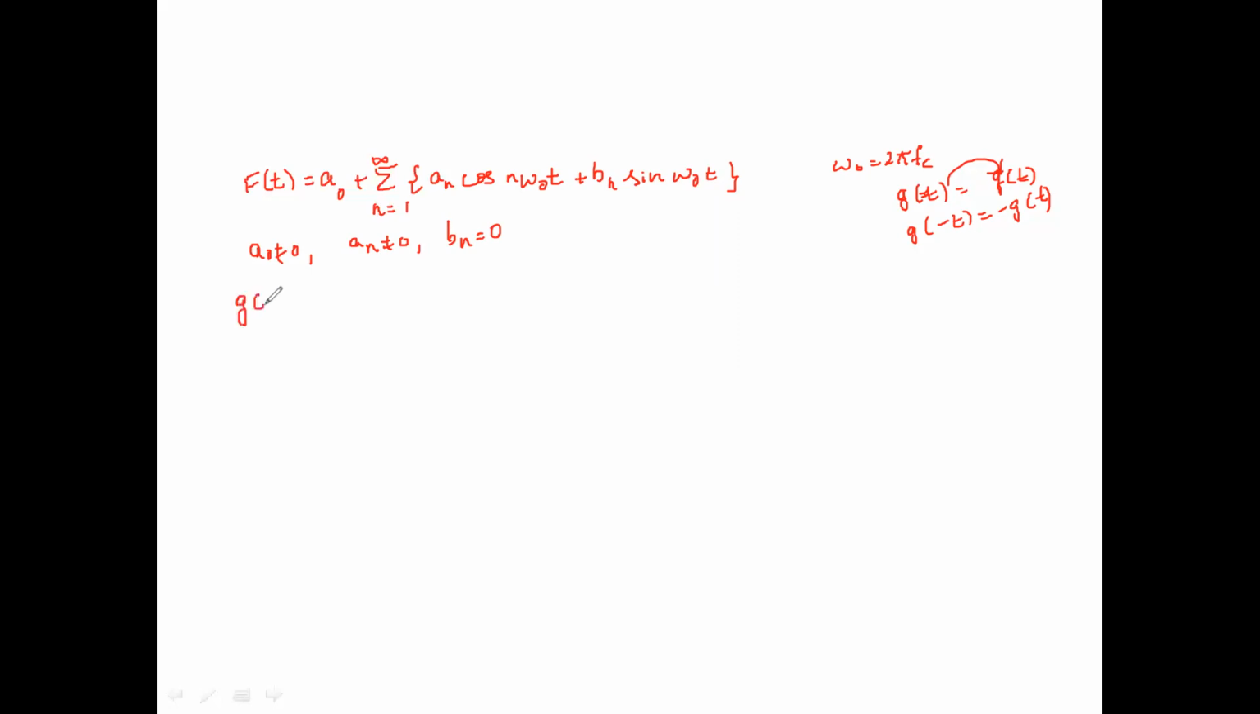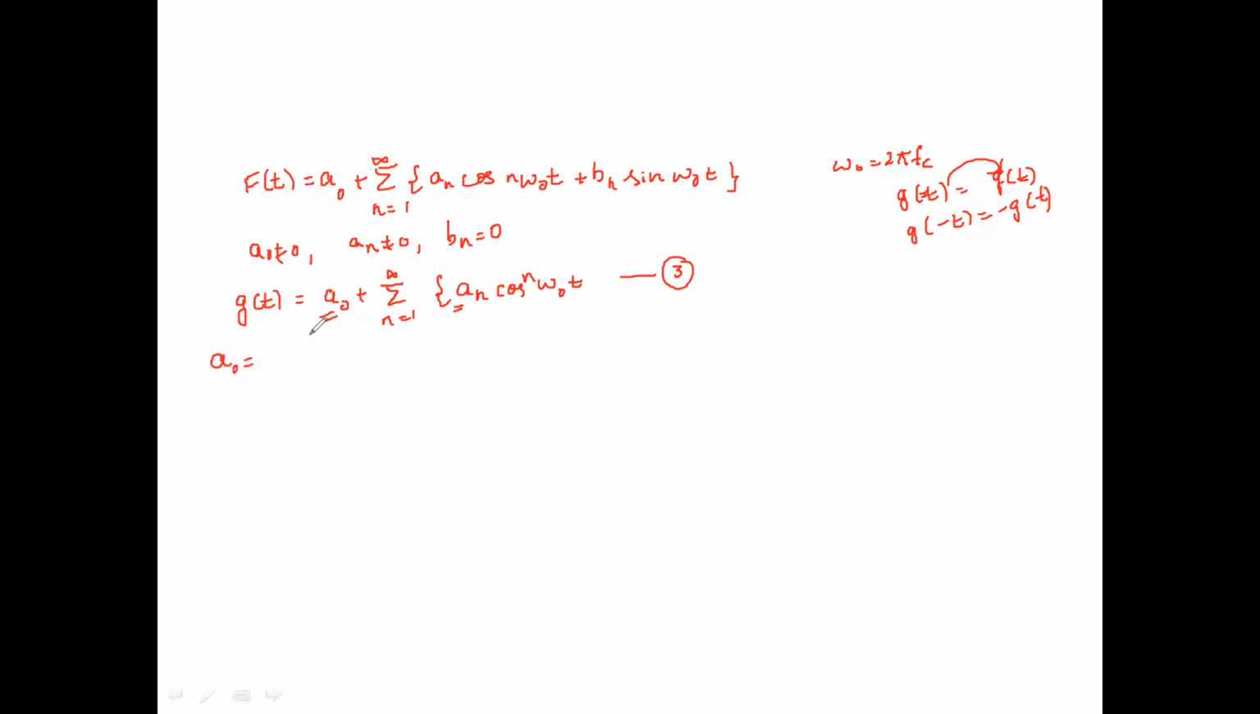So let me write the resultant equation for our g of t. g of t is a naught plus summation n is equal to 1 to infinity an cos n omega naught t. This is the general equation for g of t. So now what is our task? Find out the value of a naught, find out the value of an, substitute in the g of t equation, then we get the final equation.